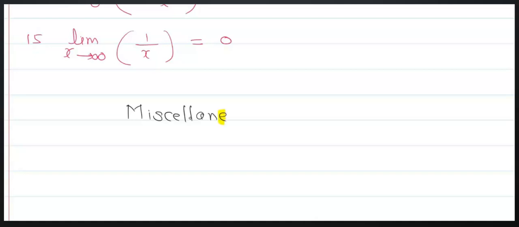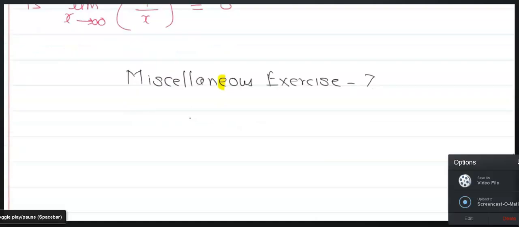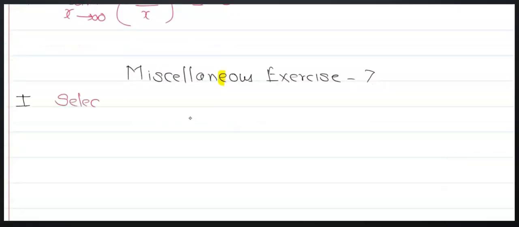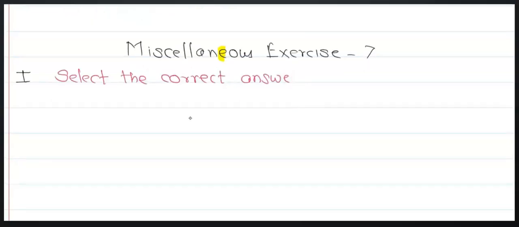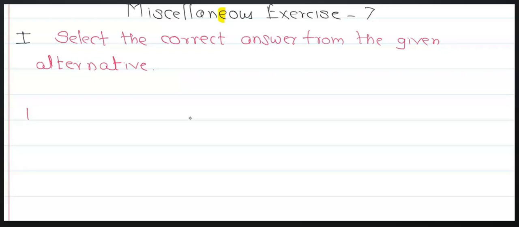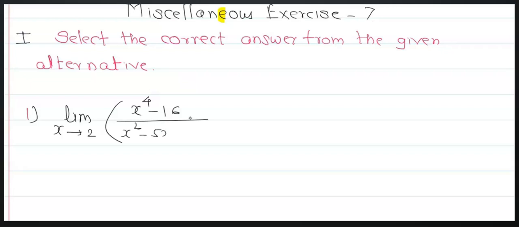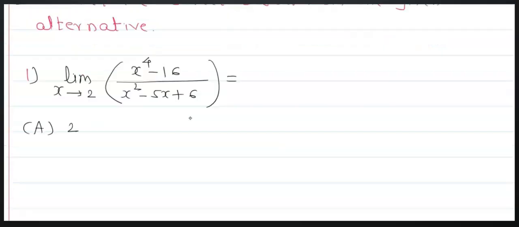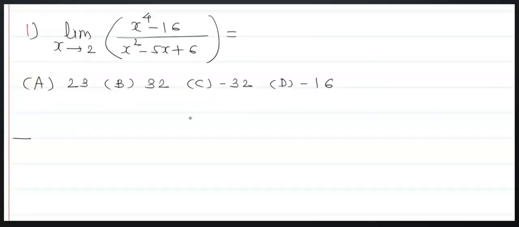Now miscellaneous exercise. Miscellaneous exercise 7, the first problem. Select the correct answer from the given alternatives. Limit x tends to 2, x raised to 4 minus 16 upon x square minus 5x plus 6 is equal to: 32, minus 32, or minus 16.